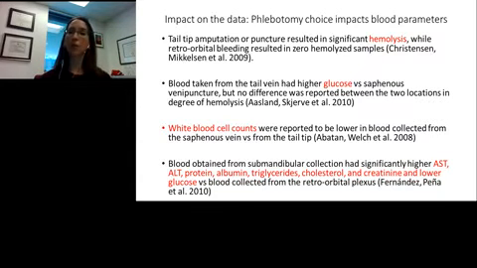And as I mentioned, for most of the talk, we'll talk about how the phlebotomy choice will impact the animal. But it is also important to know that it could impact your data, and maybe you should do a pilot study first just to make sure that that sample collection site will be what's most optimal for the parameters that you're going to measure.